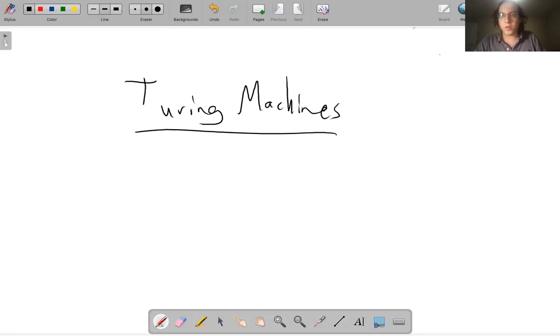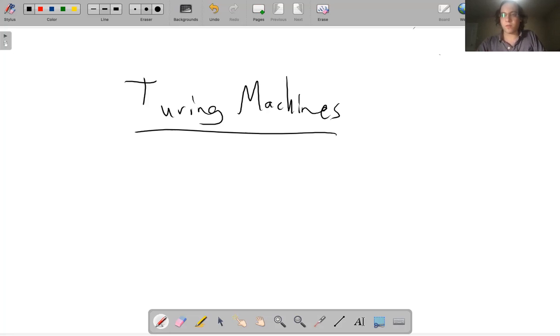So what are Turing machines? Turing machines are essentially the way we're going to define a computer mathematically. This is one of the main topics in this course, and we'll spend our entire second half of the course studying this model of computation.